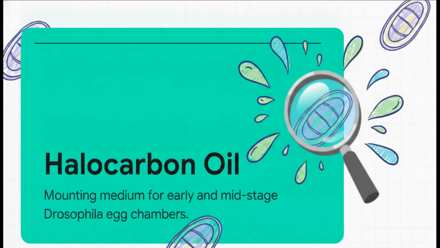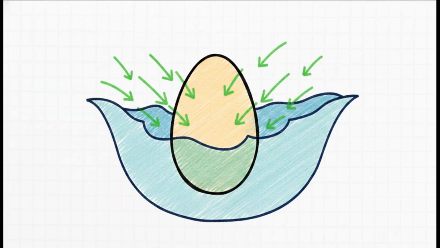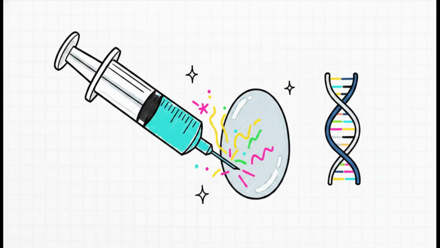So here's the real game changer, mounting these early egg chambers in something called halocarbon oil. This oil is crazy. It acts like a breathable shield, totally stopping dehydration while letting oxygen flow freely. With our sample completely safe, we can literally visualize the invisible by adding these glowing fluorescent proteins.